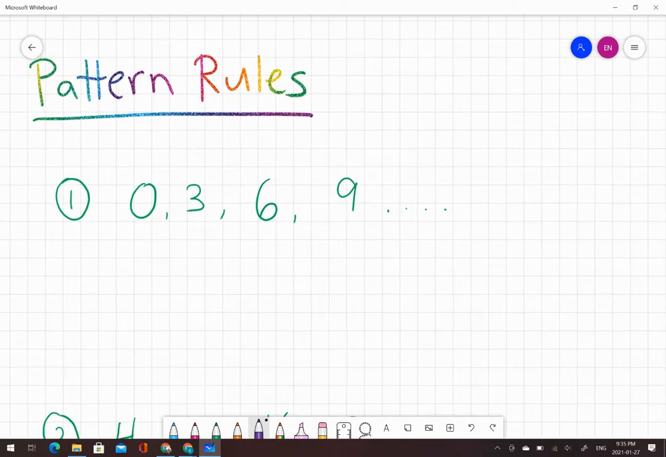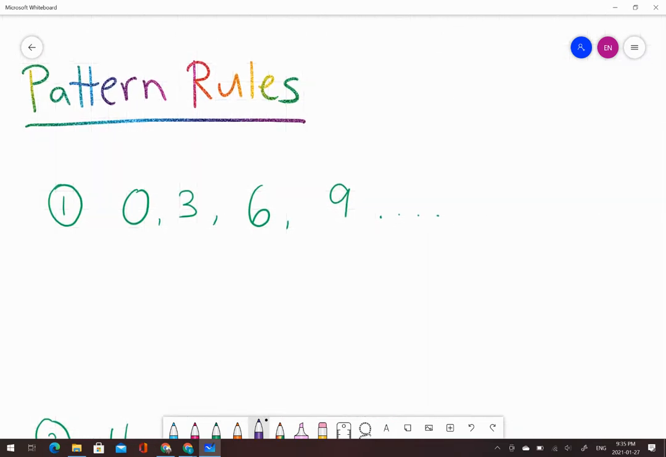The first thing I want to do is find my starting term. Now, a term is just one of the digits in the pattern. And I always start with term 1 at the start. So in this case, 0. When I'm writing my pattern rule, my rule begins like this. Start at 0. That's the first digit I see here.